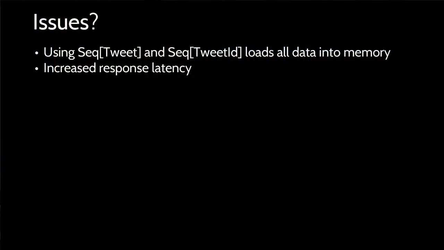OK, so what are the issues with the controller I just showed you? Mainly that we used a sequence for our tweets and tweet IDs. That's going to cause all of the data to be loaded into memory at once. And we're going to be increasing the latency of our response because we can't return anything until we've read all the tweets, saved all the tweets, and then return.